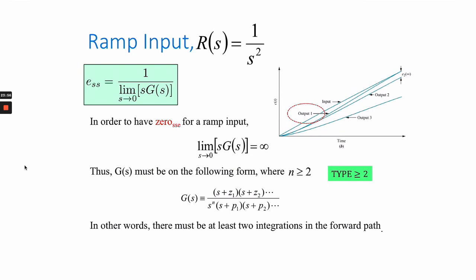So actually what we want is for this term to be infinity: the limit as s approaches 0 of s times G(s) equals infinity. How to do it?